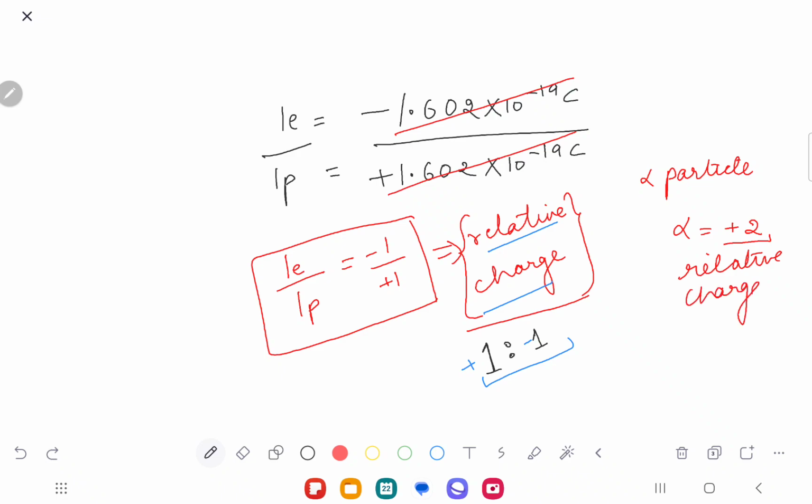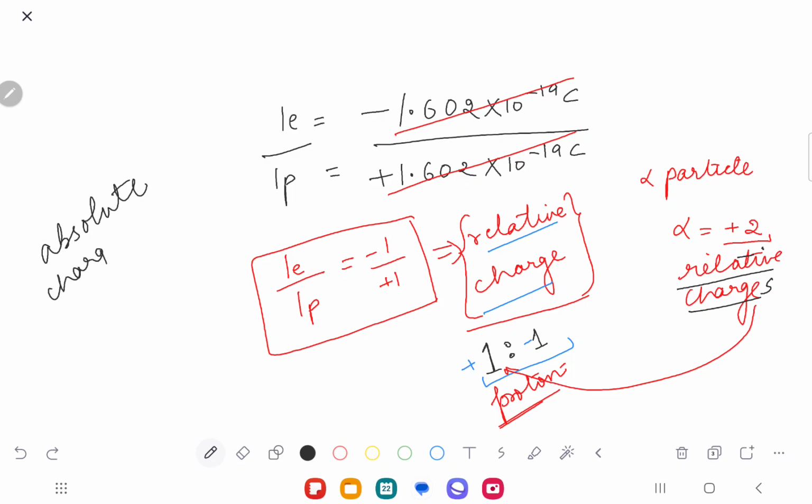Relative to what? Relative to the proton. The charge of an alpha particle is double the charge of the proton. So my point here is that we generally deal with the relative charges. But what if I talk about the absolute charge? The absolute charge of an alpha particle would be 2 times the charge of one proton, which is plus 1.602 into 10 raised to the minus 19 coulomb.